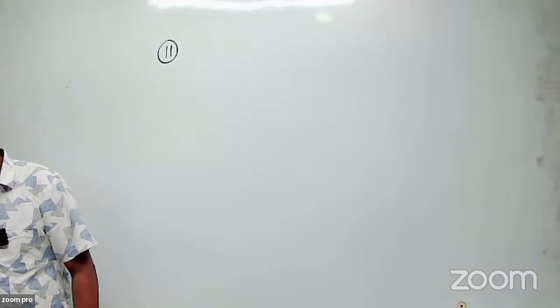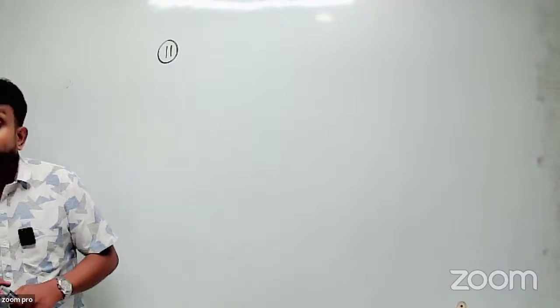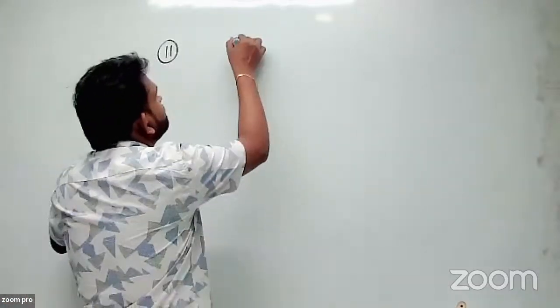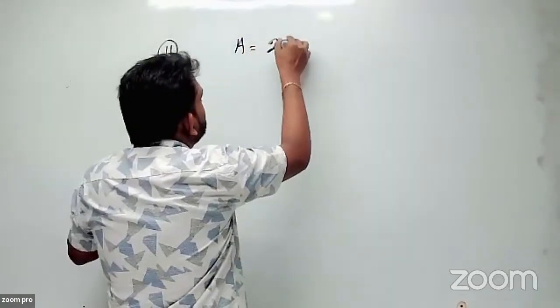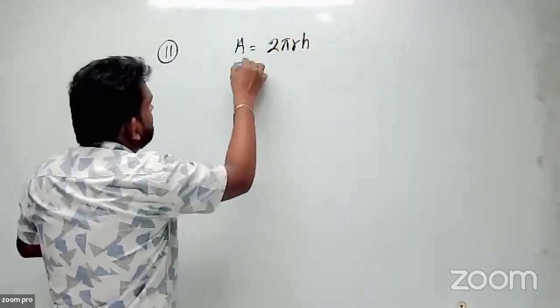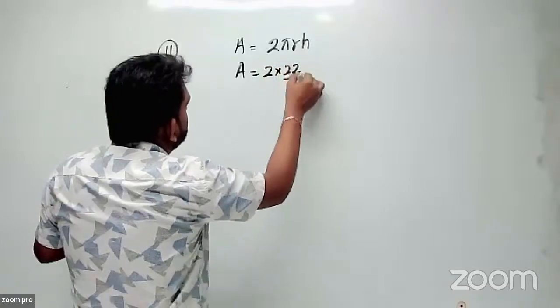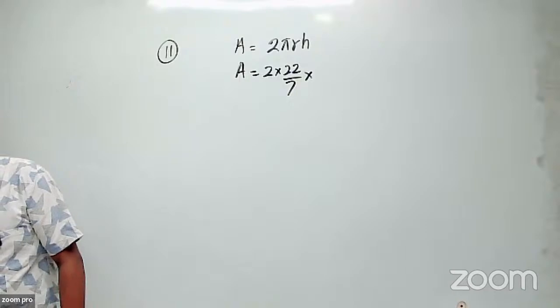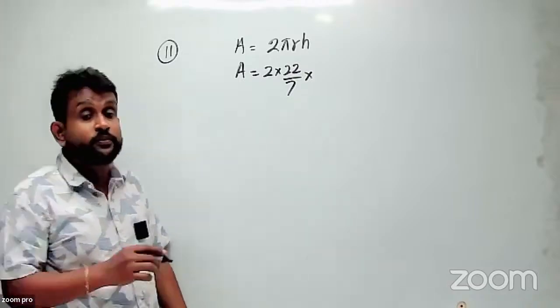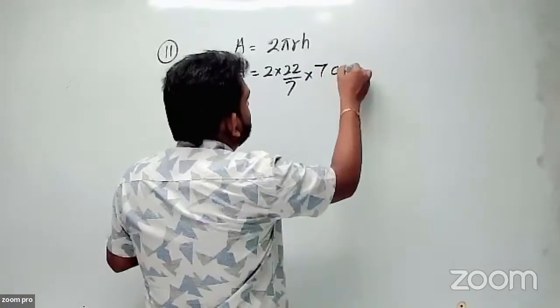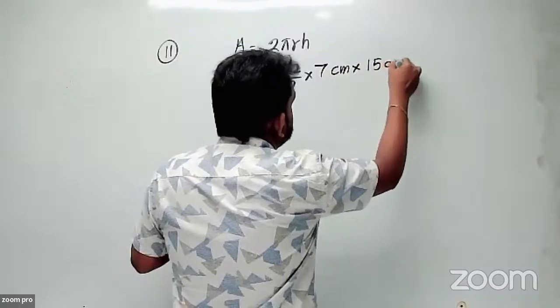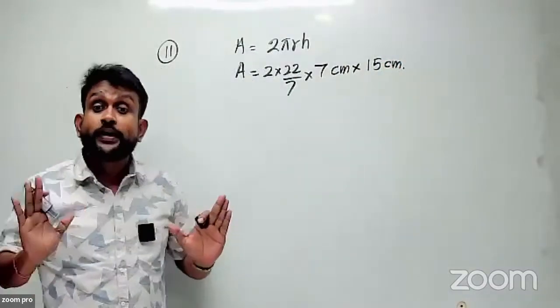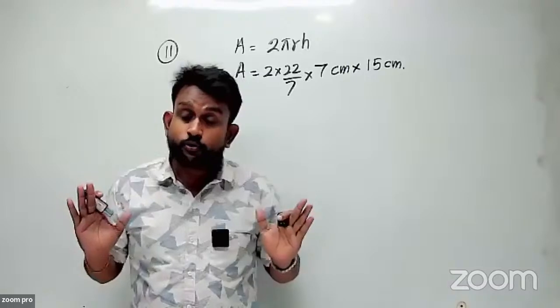So what is the curved surface area of a cylinder? Right, we know that it is 2πrh. The cylinder curved surface area equals 2 into π into r into h. So what is the radius given here? The radius given is 7 centimeters and the height is 15 centimeters. So I will give you two ways to find the curved surface area.